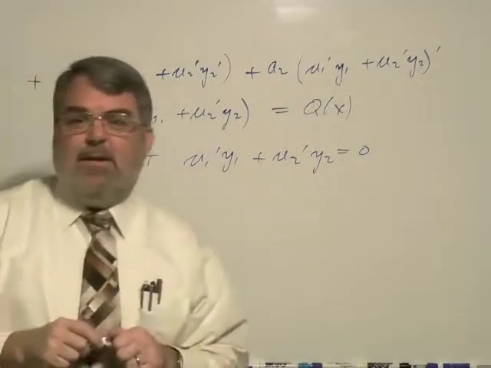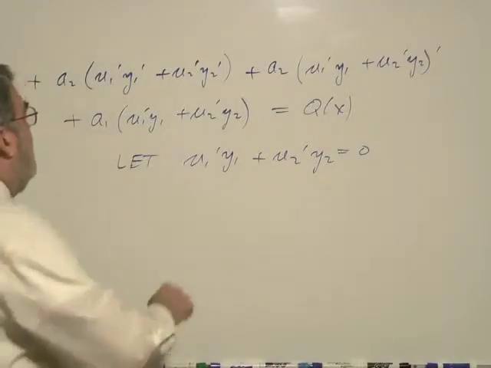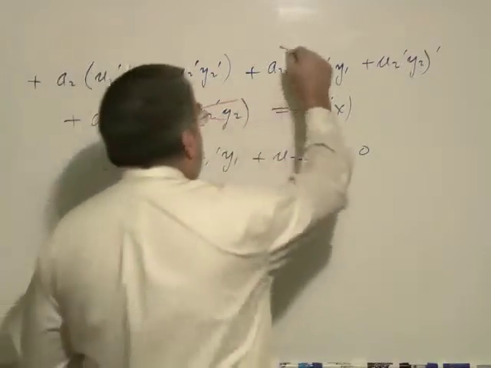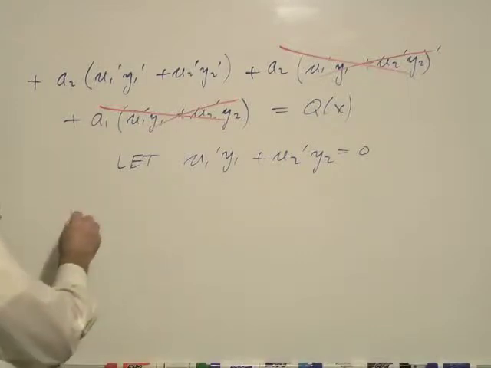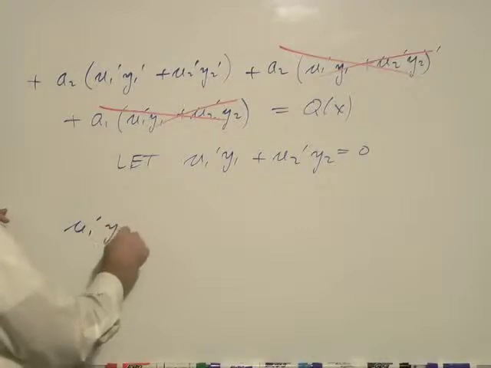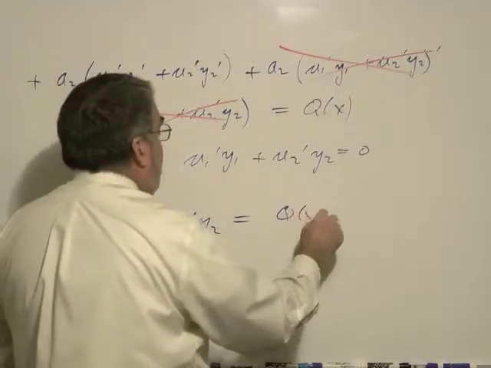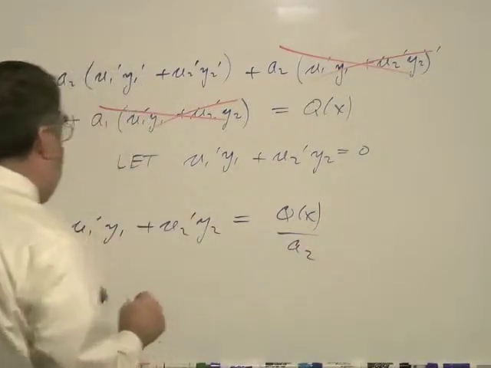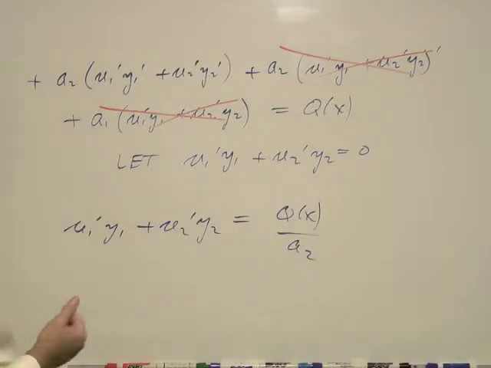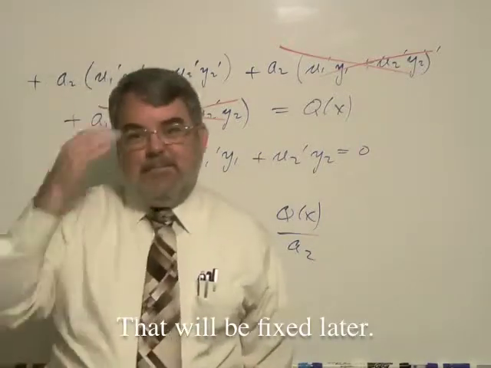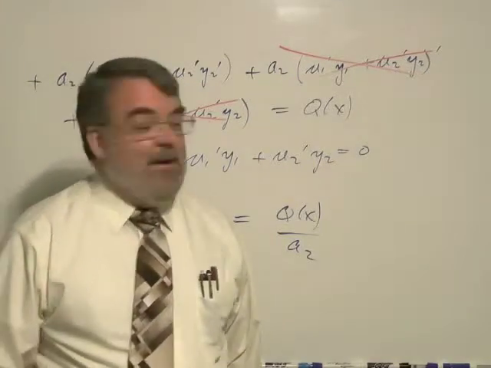You're thinking, wow, isn't that cheating? Well, let's see what happens. Can we get something we can work with? So we essentially have wiped out those two. And now we have u1 prime y1 plus u2 prime y2 equals q of x divided by a2. All right, so here we are. Now, I got to look in the book because I forgot what goes on from here, so hang on. Well, silly me, I already have it.